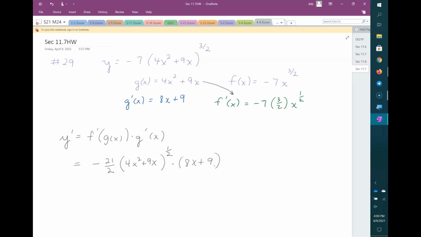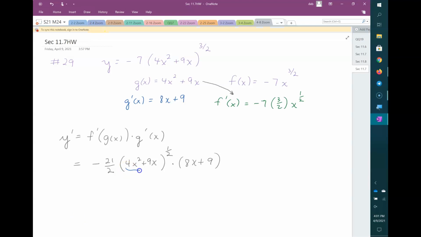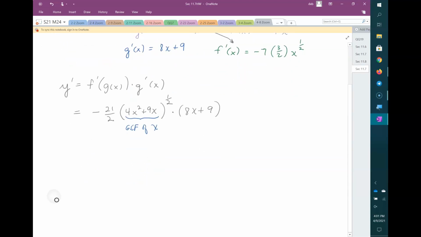Okay, so this is not completely simplified. This is the answer in the book, but I want it completely simplified. So I want you to notice that there's a GCF, a greatest common factor, of x in this term. So I can write it as -21/2, factor out the x, and have 4x plus 9. And that is to the power of 1/2, and then that's times the 8x plus 9.